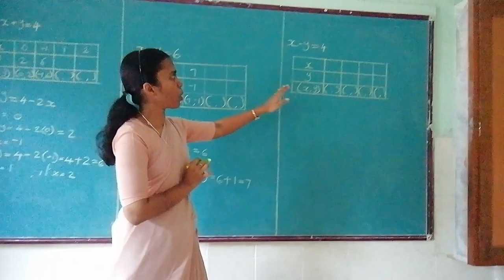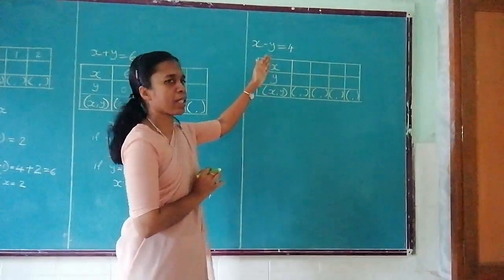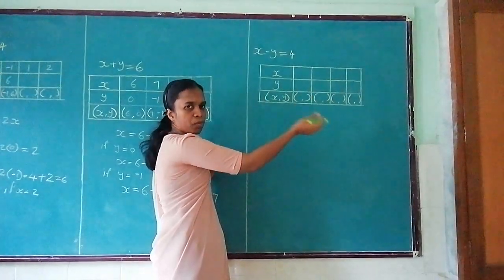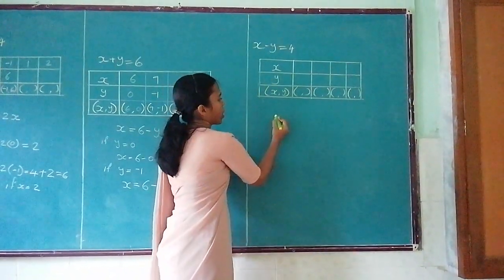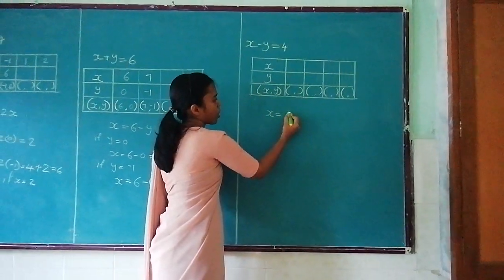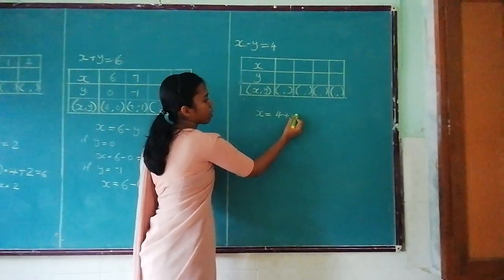Similarly, I have put one more equation over here, x minus y. You can keep any one on the left side and shift the other one to the right side. Suppose we keep x again over here. Then y will be shifted on the other side. You will get 4 plus y.